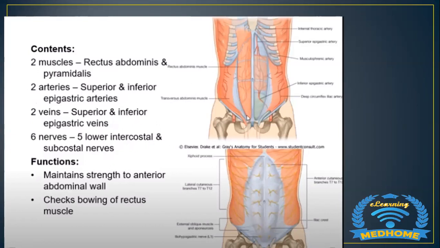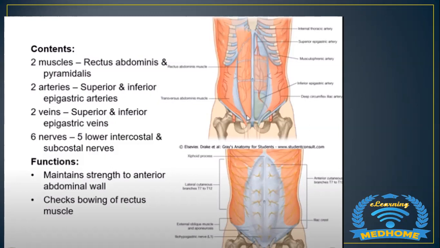So just to memorize it, a mnemonic: we can remember it like this, that 2, 2, 2 are the contents of the rectus sheath. But the nerves will be 6: 5 lower intercostal nerves and 1 is the subcostal nerve.